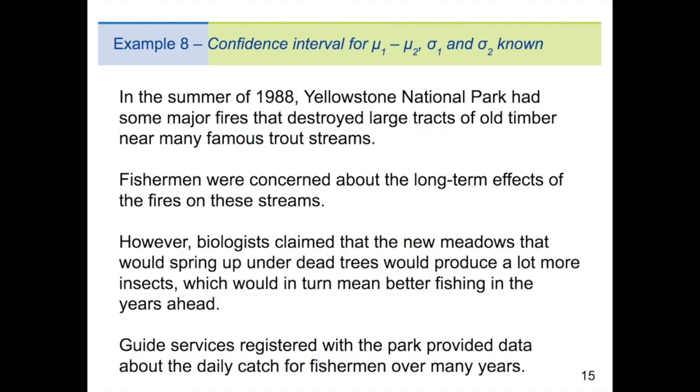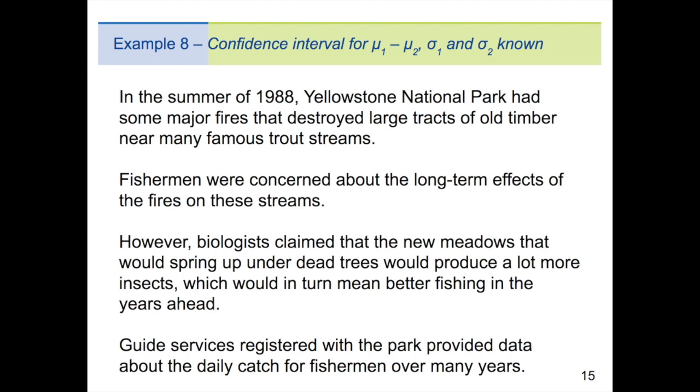In the summer of 1988, Yellowstone National Park had some major fires that destroyed large tracts of old timber near many famous trout streams. Fishermen were concerned about the long-term effects of the fires on those streams. However, biologists claimed that the new meadows that would spring up under dead trees would produce a lot more insects, which in turn would mean better fishing in the years ahead.